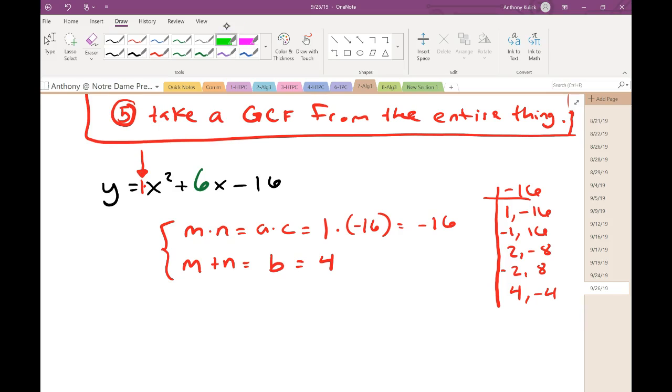Do any of these pairs of numbers that we've listed add to give us positive 6? Yes. Which pair? Negative 2 and positive 8. Everybody agree that that's the pair that we need? There's only ever one pair that does work. So I just got done saying that I made a mistake. That's okay.